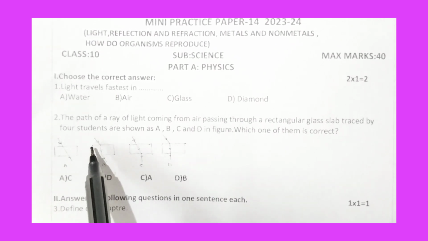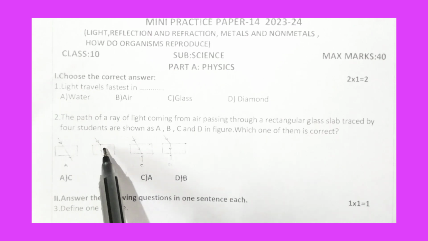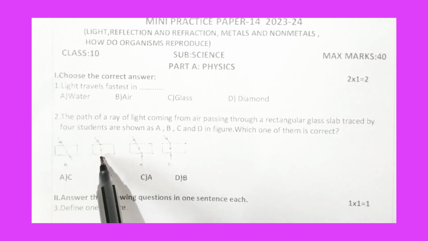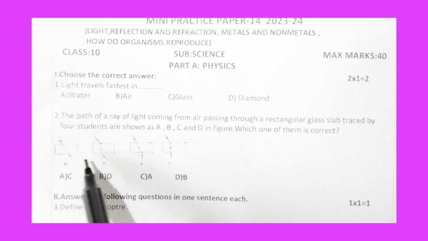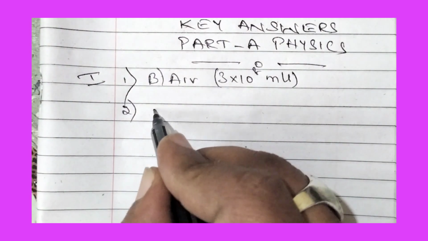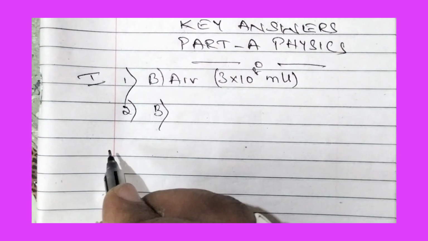This is the right path because the incident ray falls on the glass slab, so inside the light gets refracted. Again the emergent ray is moving in this direction. So among these four, the right option is option B. So option B is the right answer.